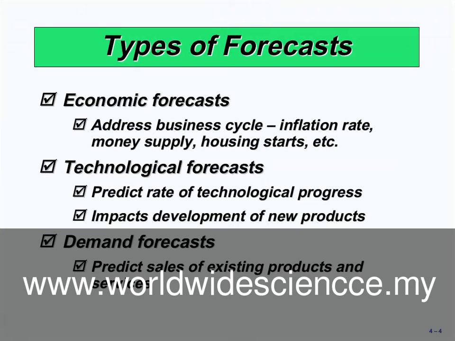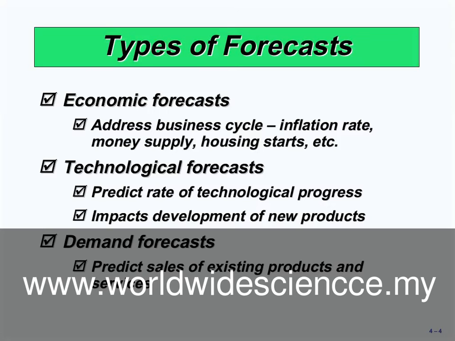Okay, so another type of forecast is the demand forecast. The demand forecast is the prediction of sales of existing products and services. For example, when the company is currently producing some products or goods, they should predict how much demand they will have in the next month, next year, or next season. And according to the demand, they can prepare the raw material, personnel, and facility to produce the better quantity.